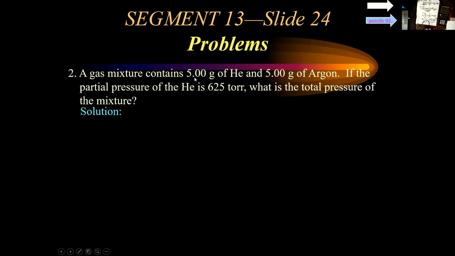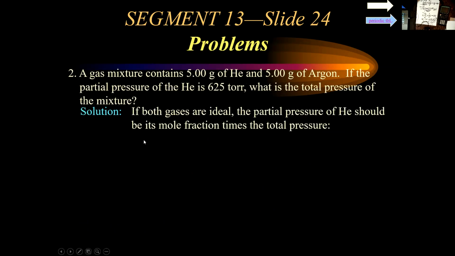A gas mixture contains 5 grams of helium, 5 grams of argon. Partial pressure of helium is 625 torr. What's the total pressure in the mixture? Okay, both gases are ideal, so I can use Raoult's law, or rather Dalton's law, to solve this problem. Partial pressure of helium is the mole fraction of helium times the total pressure. The pressure of the helium, okay, I can get the number of moles. I've got 5 grams, the molar mass is 4. I got 1.25 moles.